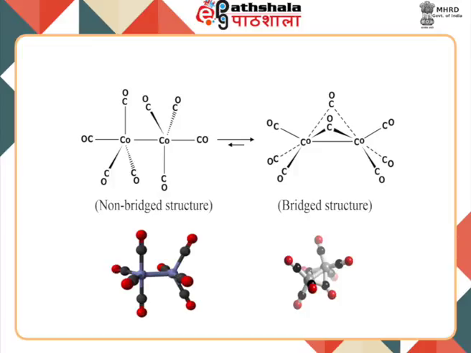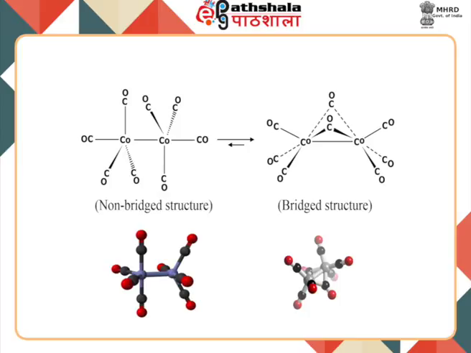In the bridge structure of dicobalt octacarbonyl, each cobalt atom is attached to 3 terminal carbonyl groups, 2 bridging carbonyl groups and 1 other cobalt atom. The cobalt-cobalt single bond is formed by the bent or angular overlapping of singly occupied d2sp3 hybrid orbitals of the two cobalt atoms. The cobalt-cobalt distance is 2.52 angstrom and the coordination number of cobalt is 6.